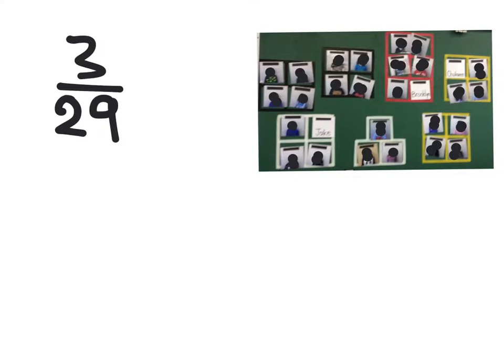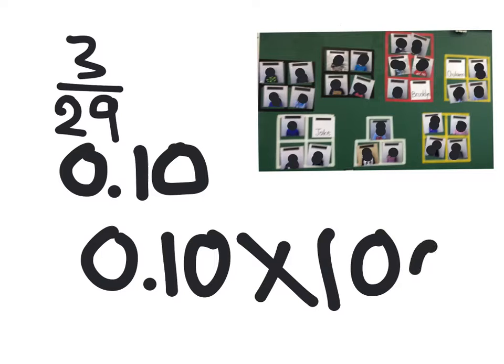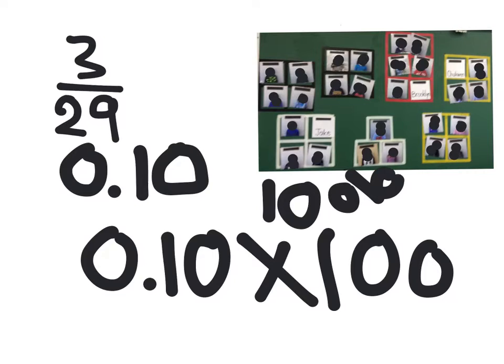Today I'm going to be showing you how to find the percentage of people that are not here today. So the first step is 3 over 29. That equals 0.10. And then you times 0.10 by 100, which equals 10%. And there's your answer. 10% of the kids are not here in the class.